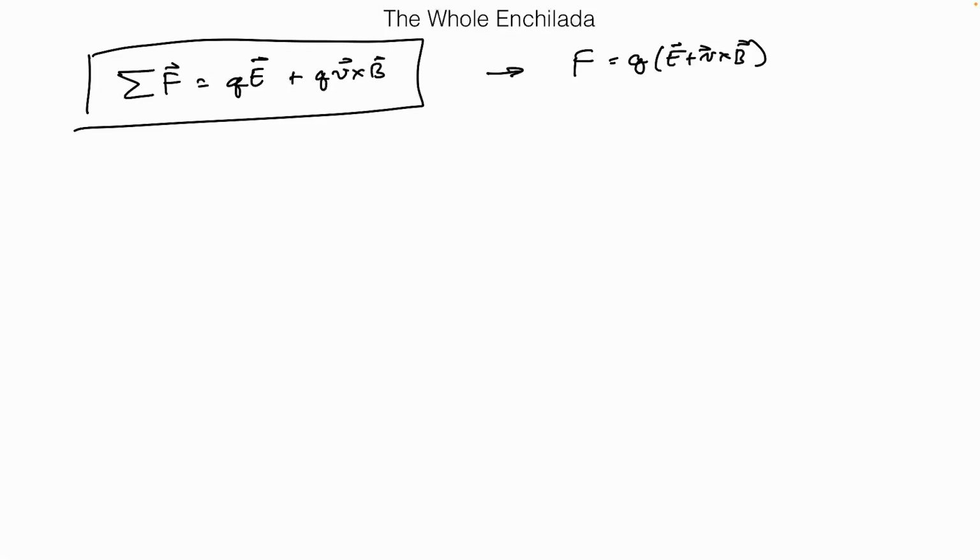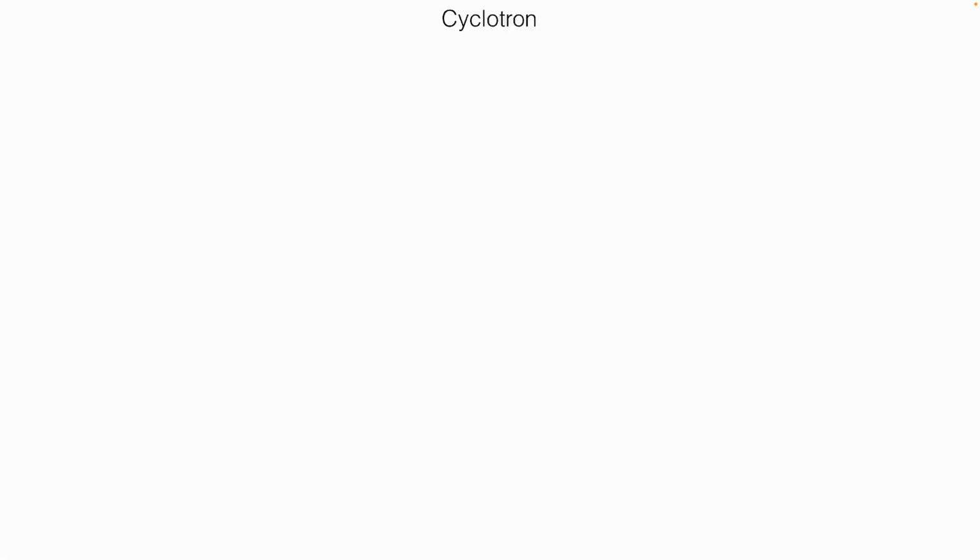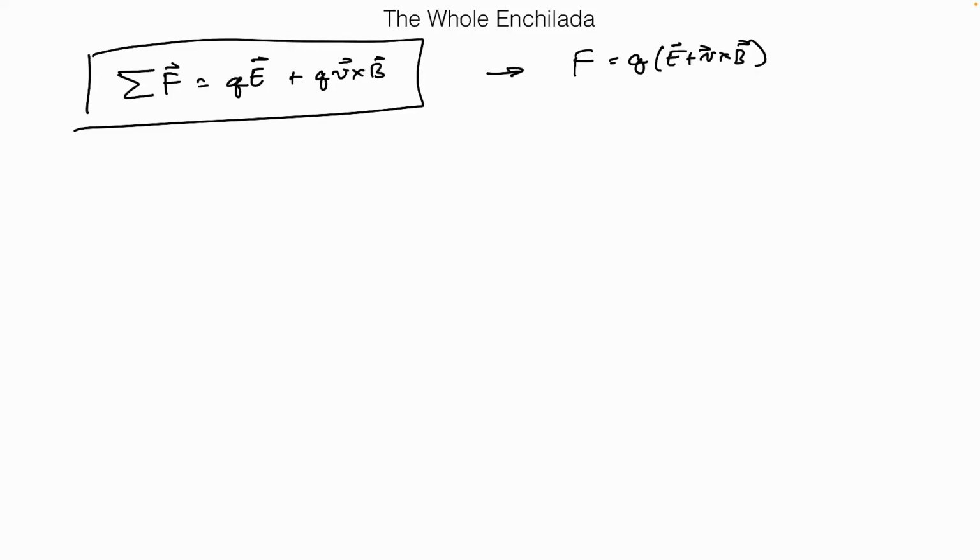And you might say, well, Mr. Balogh, why would you do both? Like, what's the whole point in doing both of those things? And my answer is cyclotrons. My answer is mass spectrometers. And all of the chemists in the room just went, huh? Electric fields and magnetic fields together.